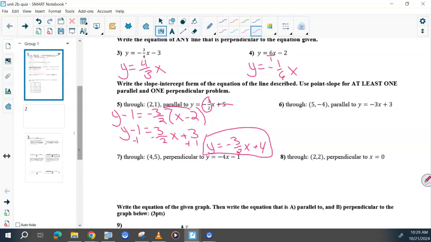Nathan. Where'd you minus from here, from the point? This is always y minus.